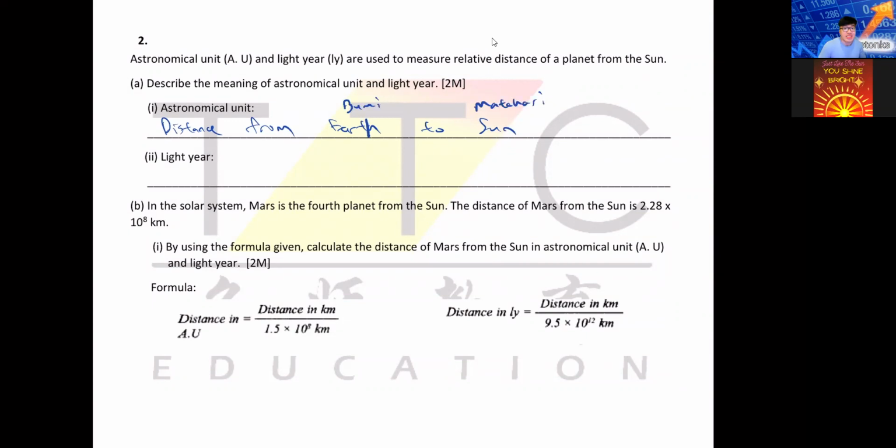So light year is the distance traveled by light in a year. Jarak digerakkan oleh cahaya dalam setahun. In 1 year, how far they travel. So that's a light year. That's a really long distance.